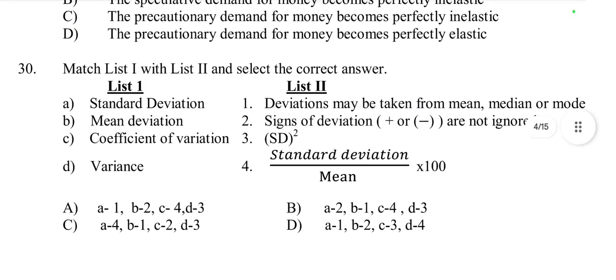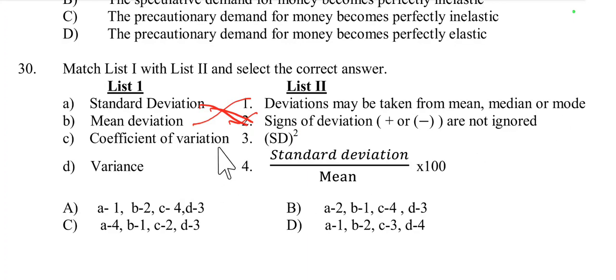Then question number 30. List 1, list 2: standard deviation, mean deviation, coefficient of variation and variance. Standard deviation: the signs of deviation, plus and minus, are not ignored. Then mean deviation: deviation may be taken from mean, median or mode. In mean deviation, we can take the deviation from the mean, also from the median or also from the mode.